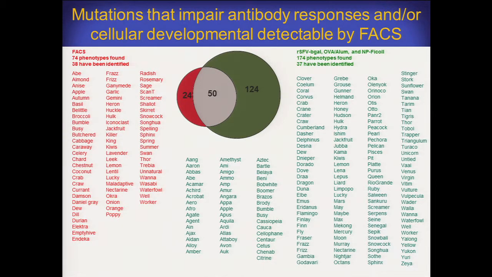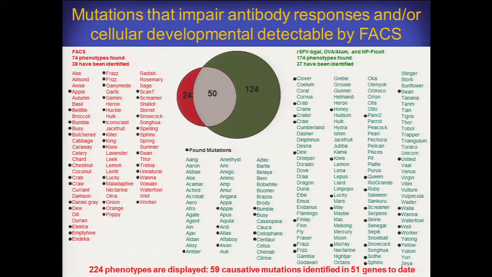At the same time, we do the FACS screen, and this is shown in red on the left, and I've combined all of the 174 phenotypes that we identified in the antibody screen on the right, and here too we've had some success in finding things. If you take both of the screens together, and you see there's overlap between what's found, there are 224 phenotypes in all, 59 causative mutations identified. Those fall into 51 genes.